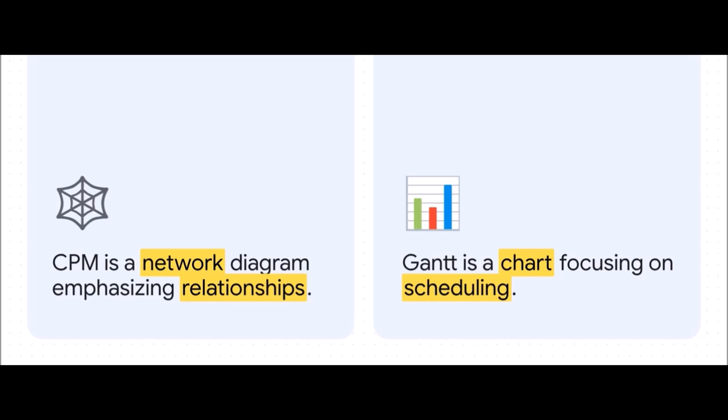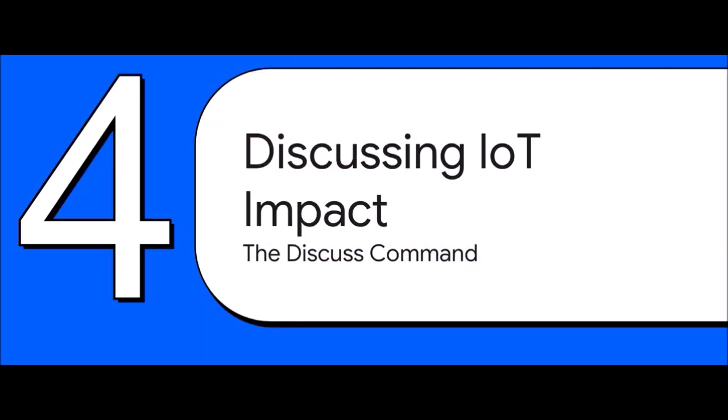Another vital difference the model script points out: CPM doesn't typically show resource allocation, whereas Gantt charts can include highly detailed information about the exact resources assigned to every single task. Let's jump into Section 4, discussing the IoT impact.